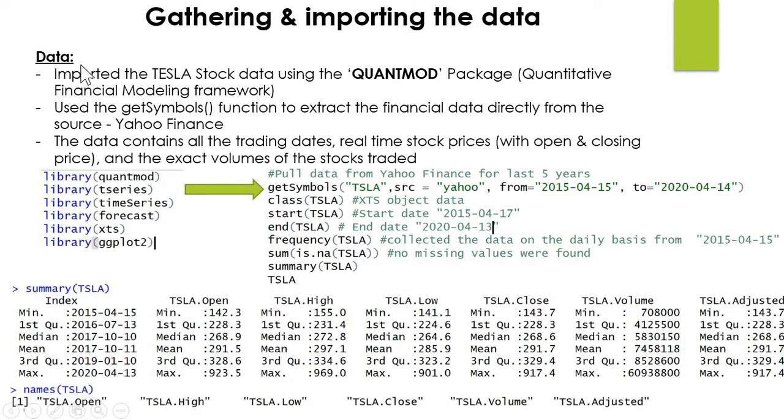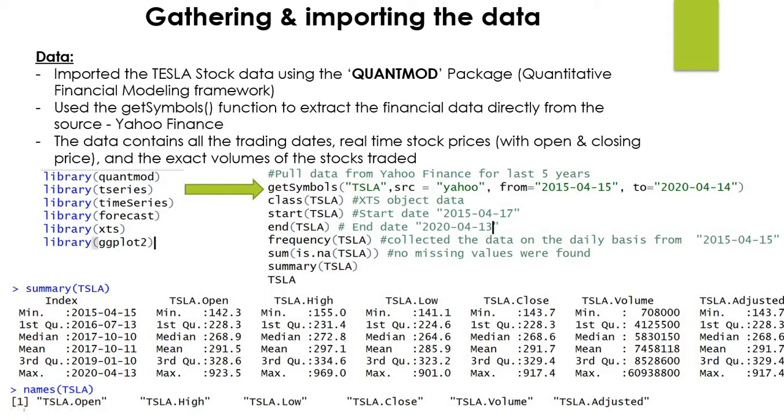And about the data, I inputted the Tesla stock data using the QuantMod package, which is the quantitative financial modeling framework. And with help of that, I used the GetSymbols function to extract the financial data directly from the source, Yahoo Finance. The data contains all the trading dates, real-time stock prices with the opening and closing, and the exact volumes of the stock traded. And these are the packages that I've used for my analysis. And here is the getSymbols I was talking about here.